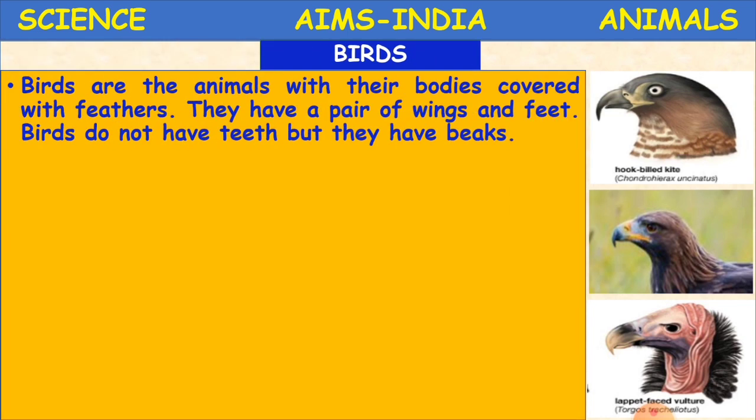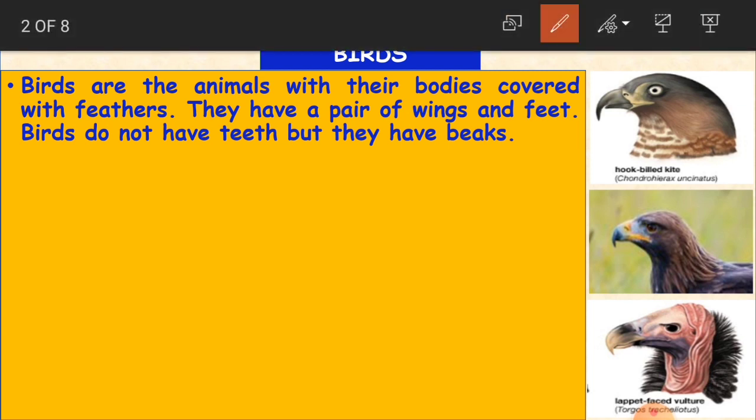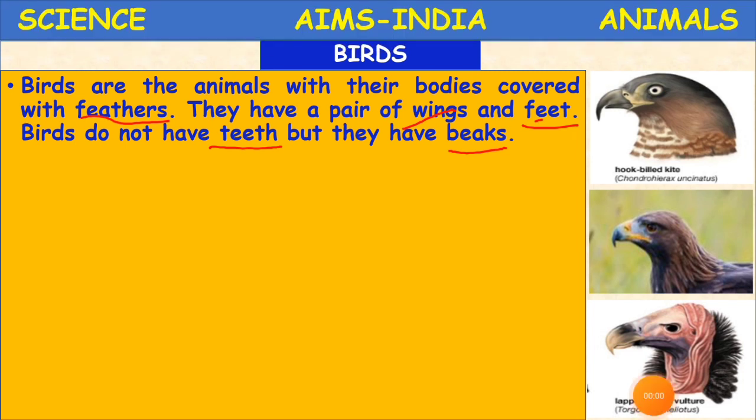So what are birds, first of all? Birds are animals with their bodies covered with feathers. According to the bird, you can see colorful feathers. And they have a pair of wings and feet. Why do they have wings? To fly. And feet also. And birds do not have teeth, but they have beaks.